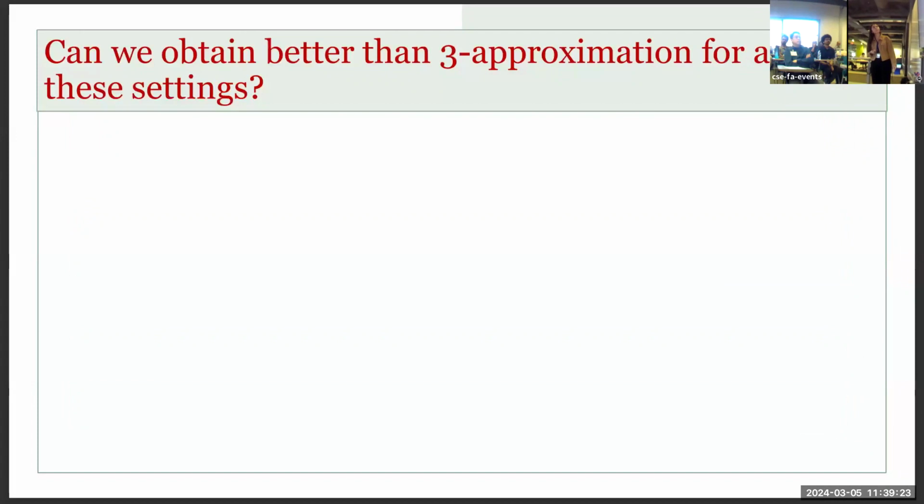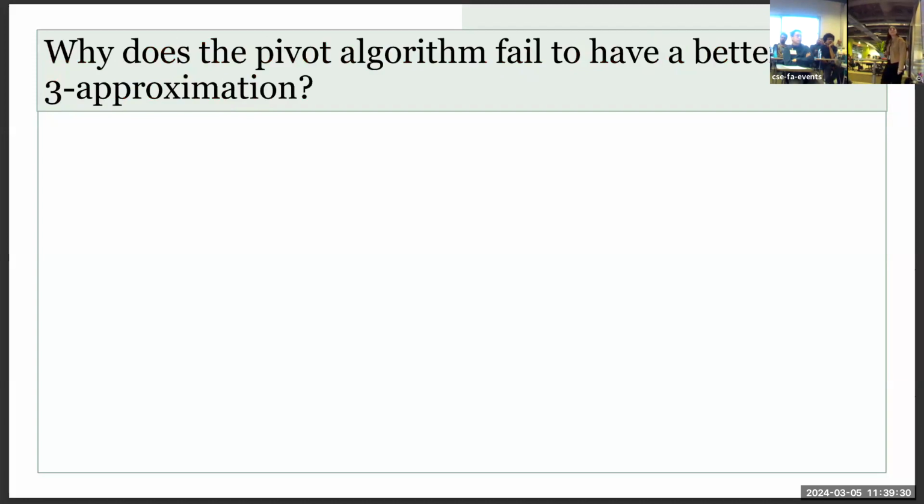So this brings up the question: can we get better than 3 approximation in any of these models? To be able to answer this question, we are motivated to find out what the problem with the pivot algorithm is, and what the cases are that make it hard to beat 3 with the pivot algorithm.